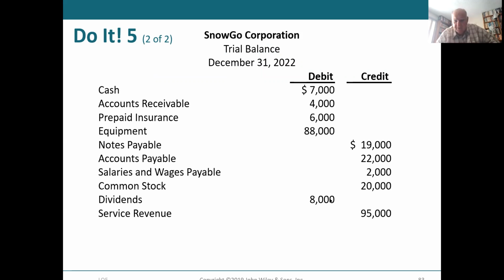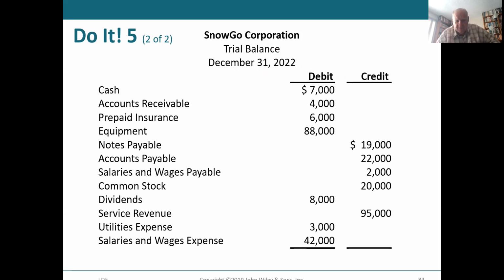Notice that the dividends are a minus. They have a debit balance, right? So our total equity is 12,000. And then you pick up the service revenue and the expenses. And that's all there is to it.